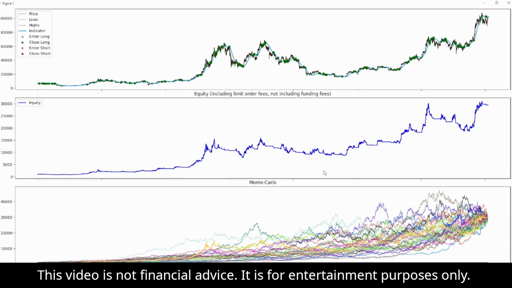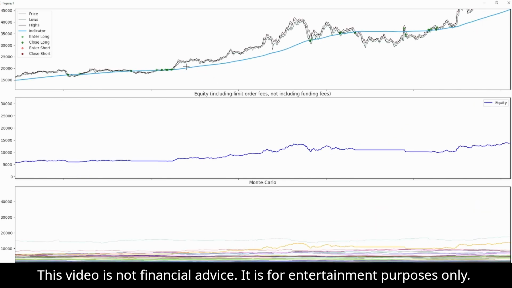Here is a double exponential moving average of length 330. We are looking at a big length here in 4-hour time frame. On the top chart, you can see the price of Bitcoin in black, and in blue, I'm going to zoom in a little bit so that you can see better. We can see the double exponential moving average and the entries and exits in the form of the green dots. When there is a green dot here, we enter a long trade and we exit here.